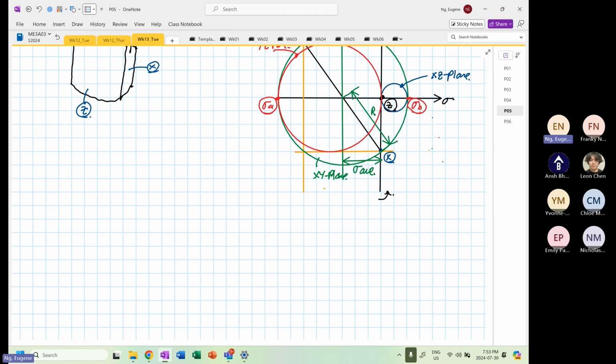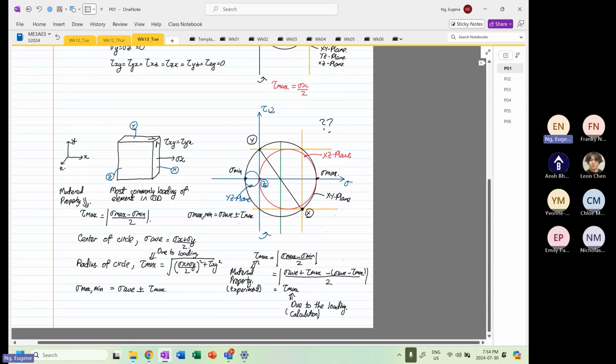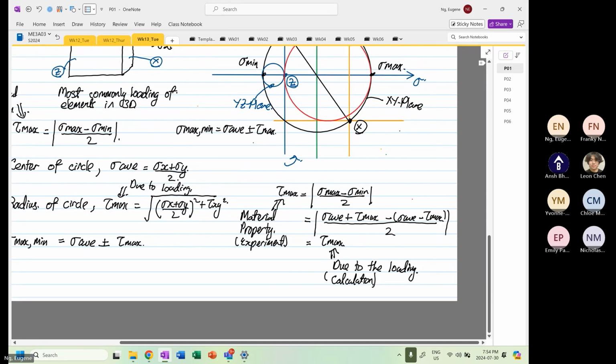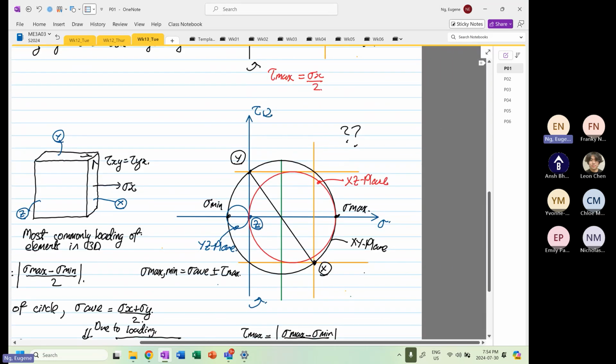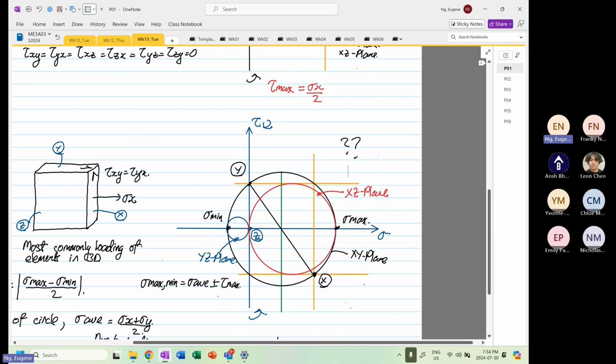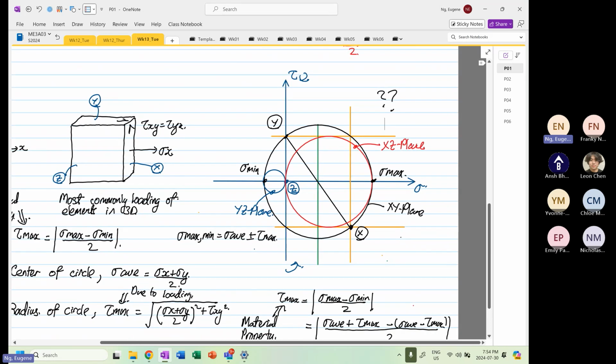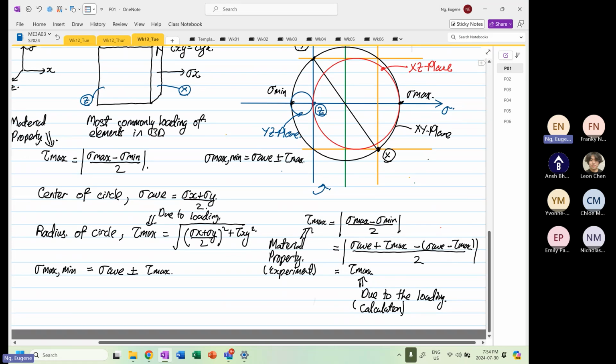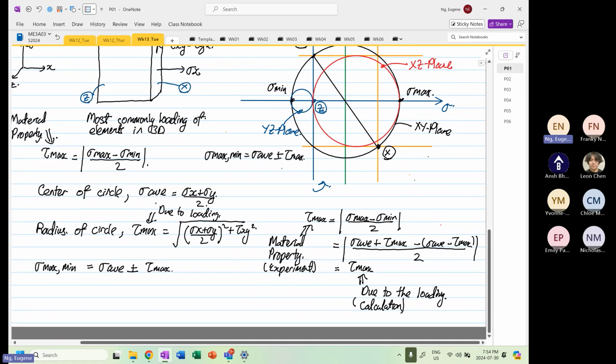You can put the formula in its simplest form first, okay? What do I mean by simplest form? If you look at what we have done earlier, right, if we have done our von Mises, right? We can determine what is our stress average and then radius of circle.